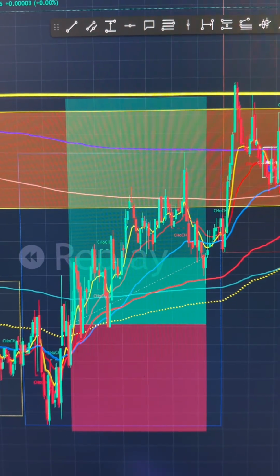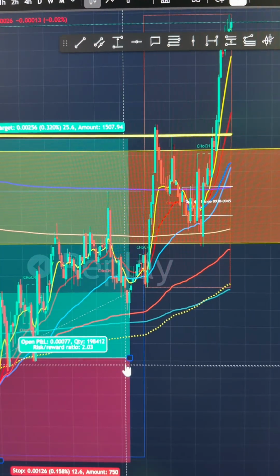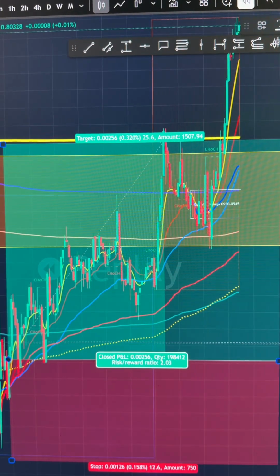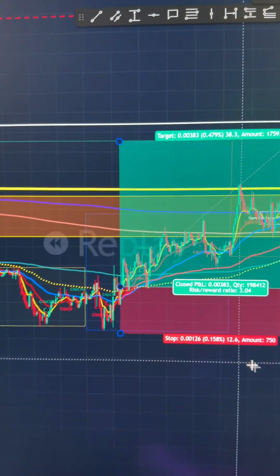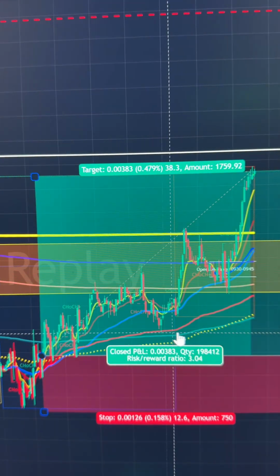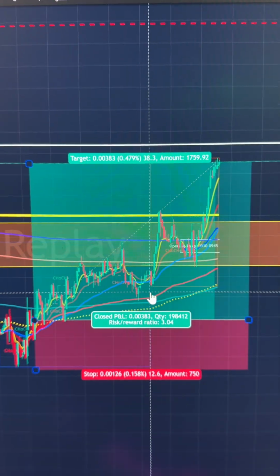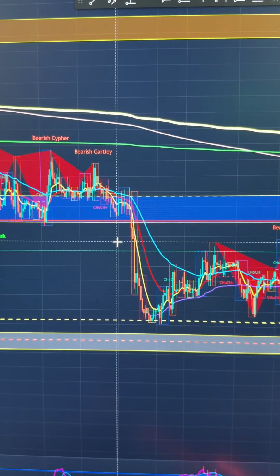See what I'm saying, guys? You see how powerful this is? If I wanted to, I could have taken it all the way up here. As long as price stays above this daily VWAP, I'm holding the trade. Now I'm going to show you another example.